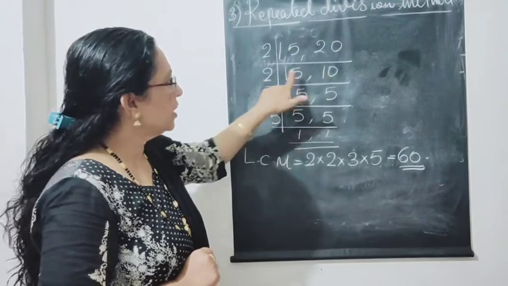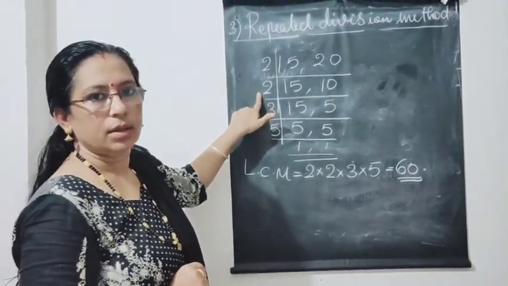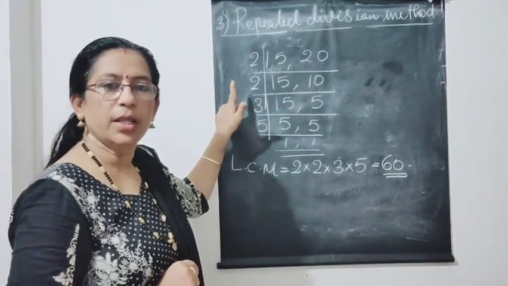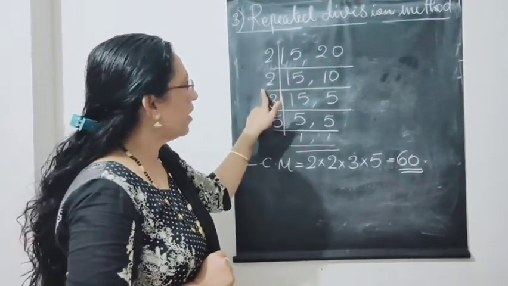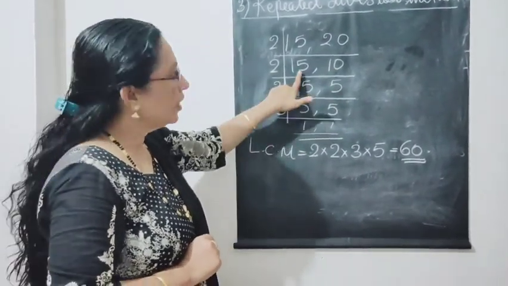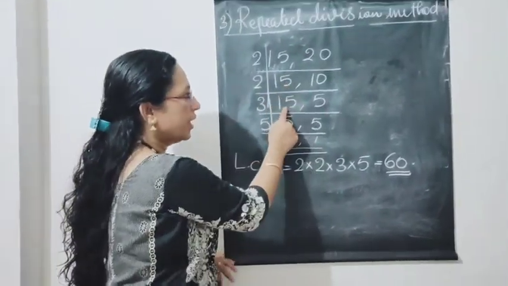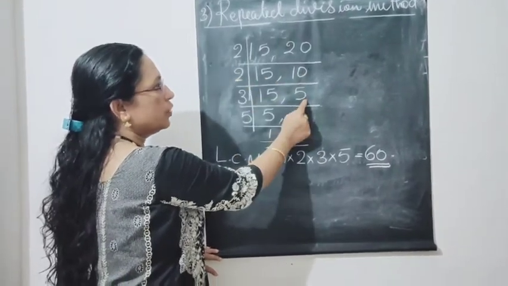Okay, again check it out. Is dividing by 2 possible or not? If not possible, then only go to the next prime number. Here 2 is possible, so we can divide by 2. But 15 is not possible, so 15 carry down same to same. So we carried 15 down, and 10 divided by 2 is equal to 5.